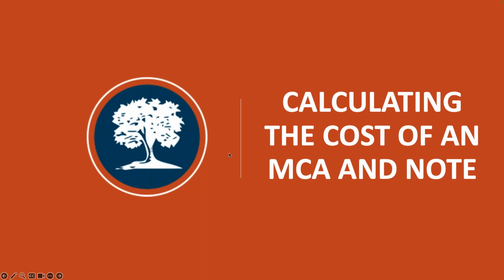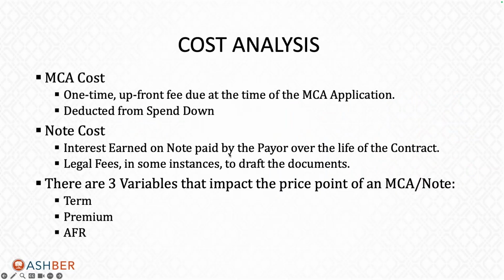So we got through the basics, the annuity explanation, the note explanation. Now we're going to get into the meat and potatoes here, which is the cost analysis of the annuity and the note. In order to develop this cost analysis, we have to identify what costs are associated with an MCA and with a note. So the MCA just has a one-time upfront fee due at the time of the annuity application. And typically when we're doing the spend down, we are deducting it from the spend down amount.